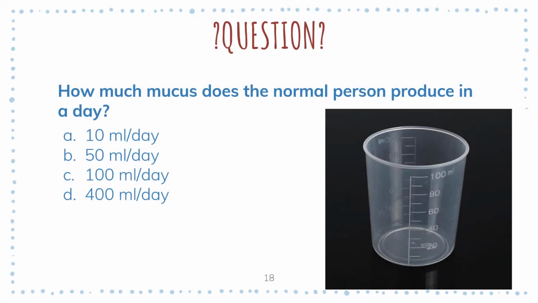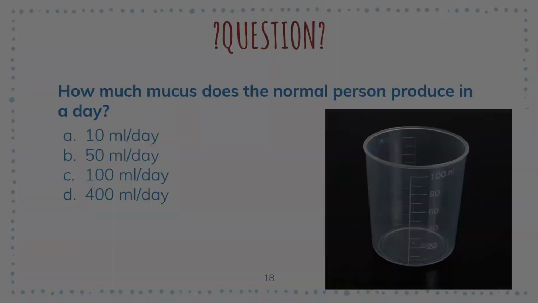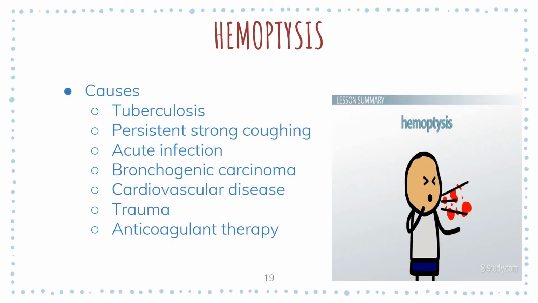All right, so how much mucus does a normal person produce in a day? This little cup here should give you a clue, the top number. So hopefully you picked C, 100 mils a day. Back to talking about hemoptysis. So again, some of the different causes. I mentioned some of these already. Persistent coughing after a while, you might break some blood vessels.